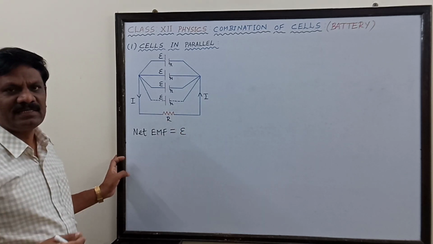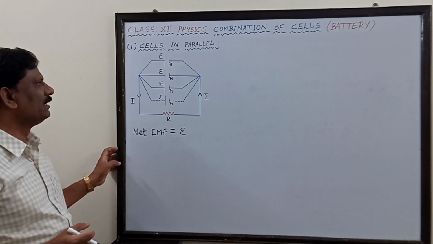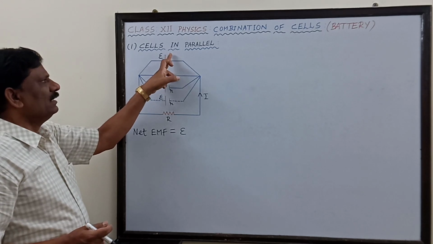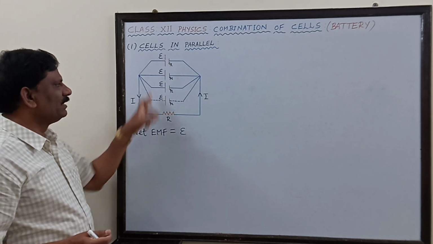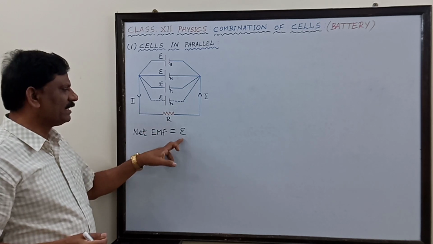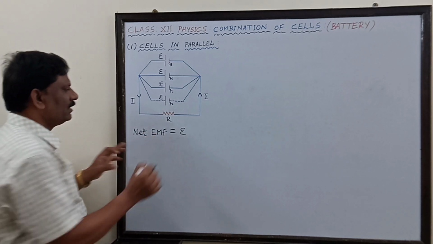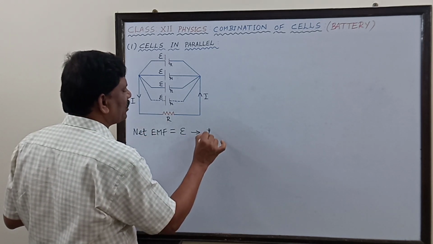We have studied the cells connected in parallel, isn't it? So EMF of one cell is E. Therefore, EMF of the net combination of n identical cells also is equal to E. So this must be the first expression for us.